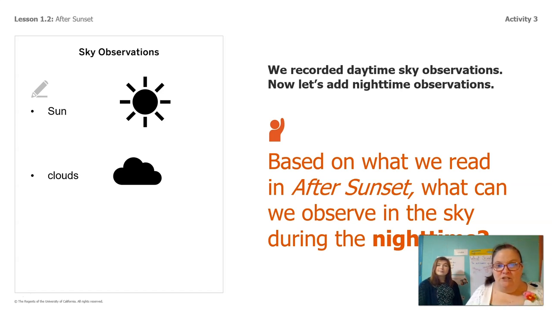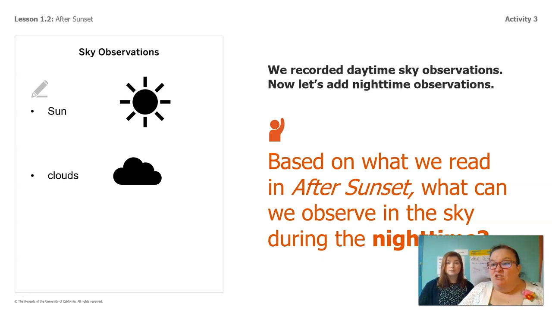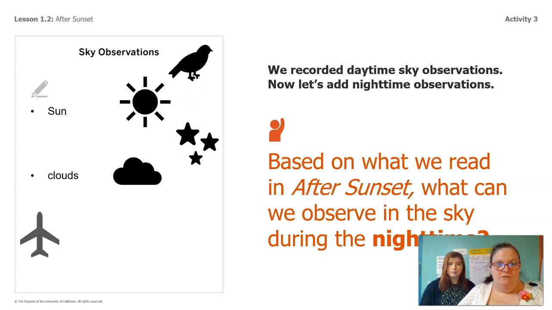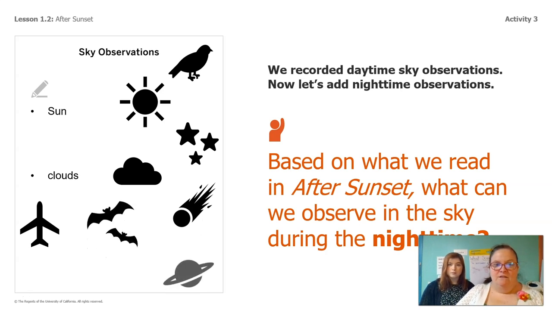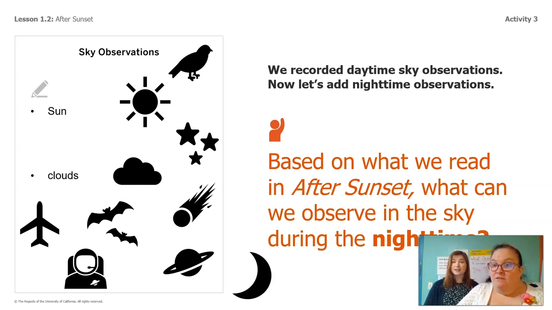From our observations, we saw that in the sky, you see the sun and clouds. And from our reading, we got a lot more observations. So what I want you guys to do is tell me all of the different things that the kids in the book observed, and I'll add them to the chart as you say them. You ready? All right, so we already have sun, clouds, what else? Birds. Meteor, bats, planets, and astronauts in the space station, right? And we might even have other things that weren't in the book, like the moon. The moon wasn't in the book, but I know that some of us have observed the moon at nighttime, and maybe daytime.